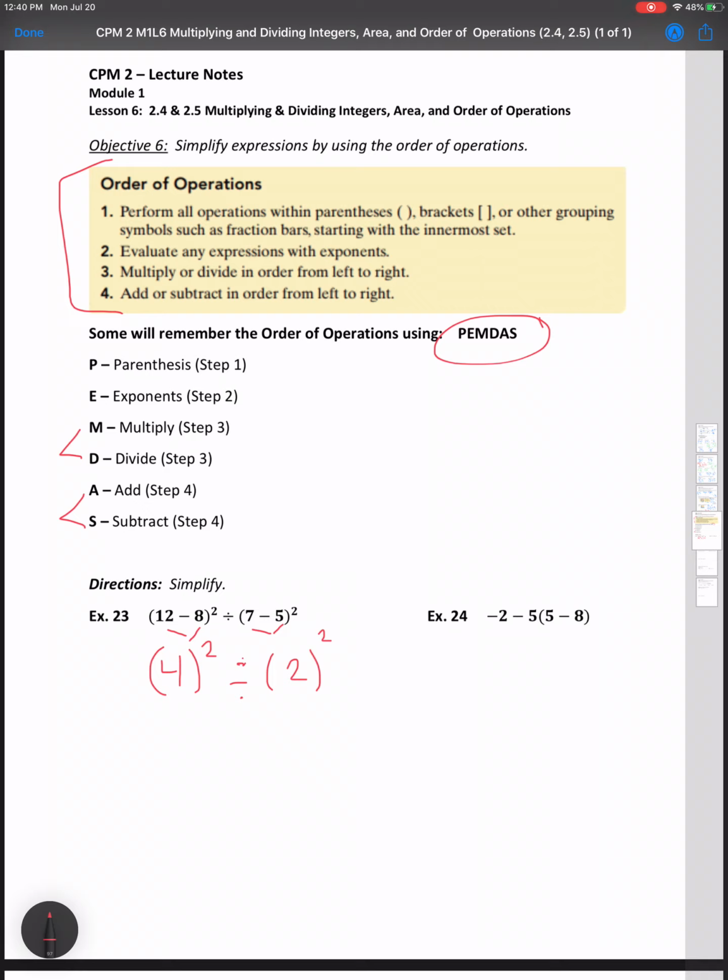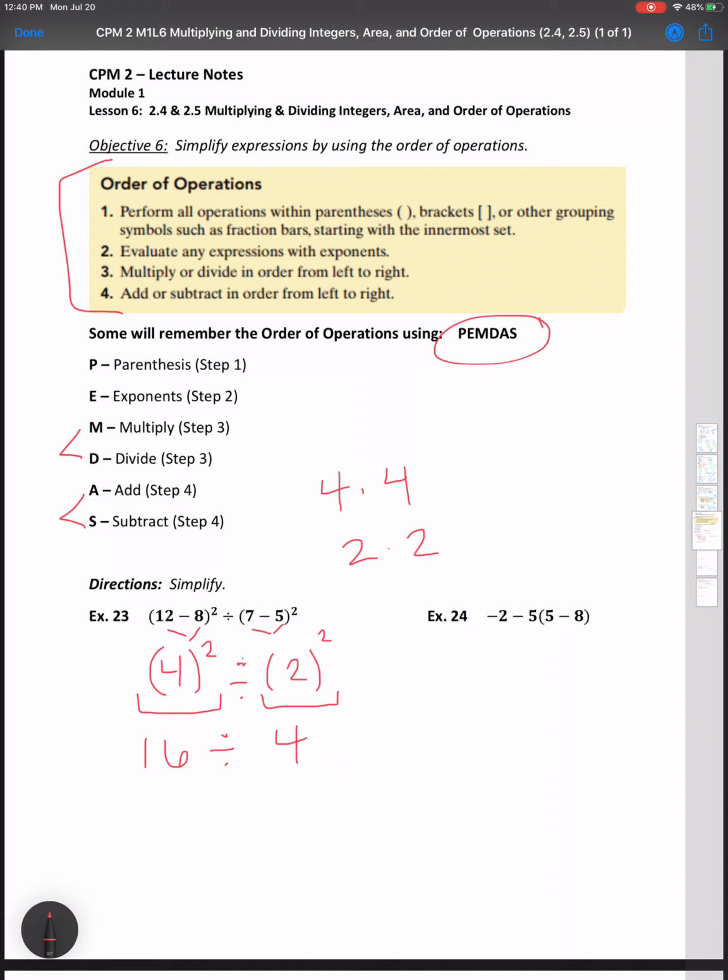Step 2 is exponents. Do I have any? Yes. So go ahead and take care of 4 squared. And remember, 4 squared means 4 times 4. What is 4 times 4? 16. Bring down your division symbol. I'm sorry, my division symbol is sloppy. I'm doing the best I can. 2 squared, so 2 times 2 is 4.